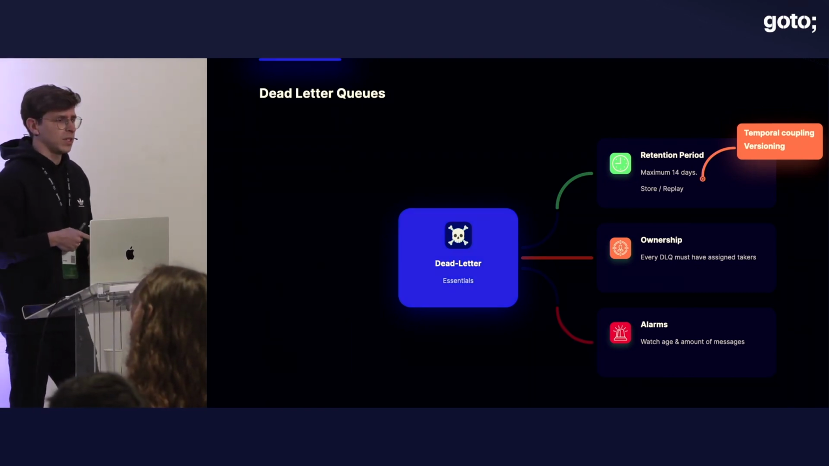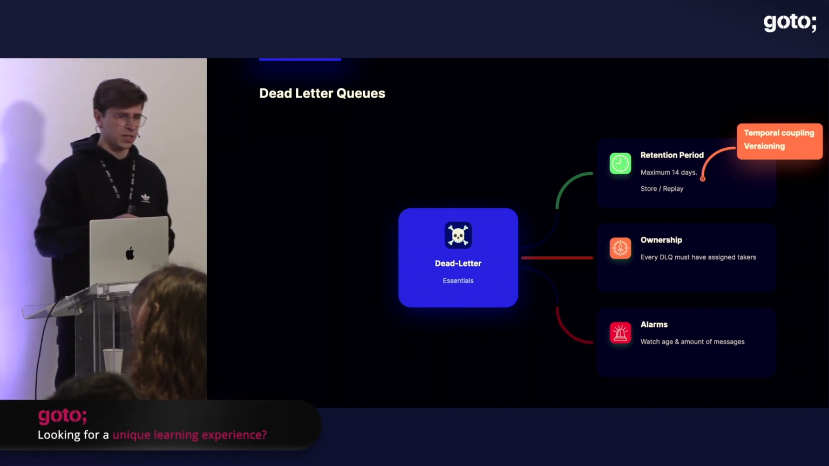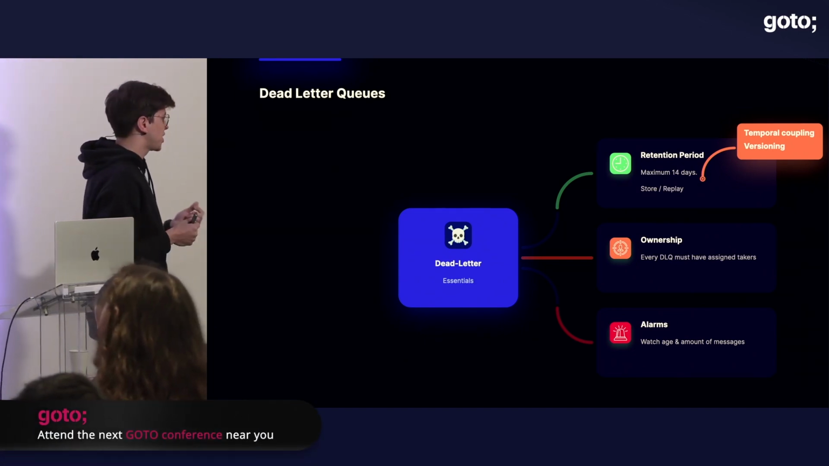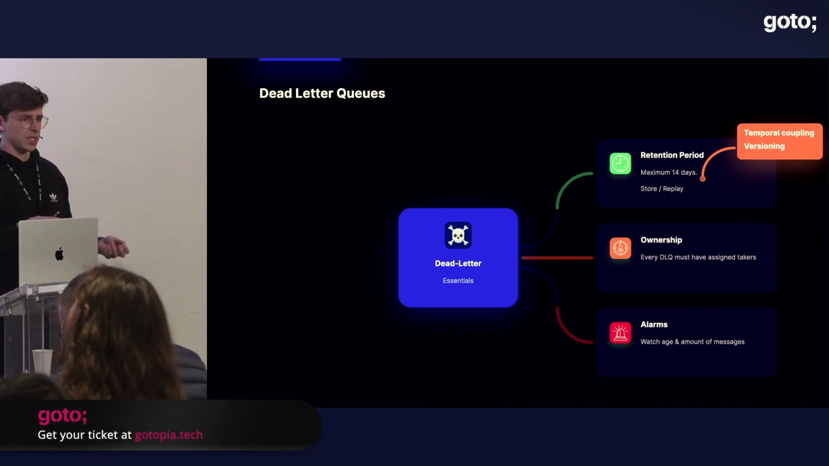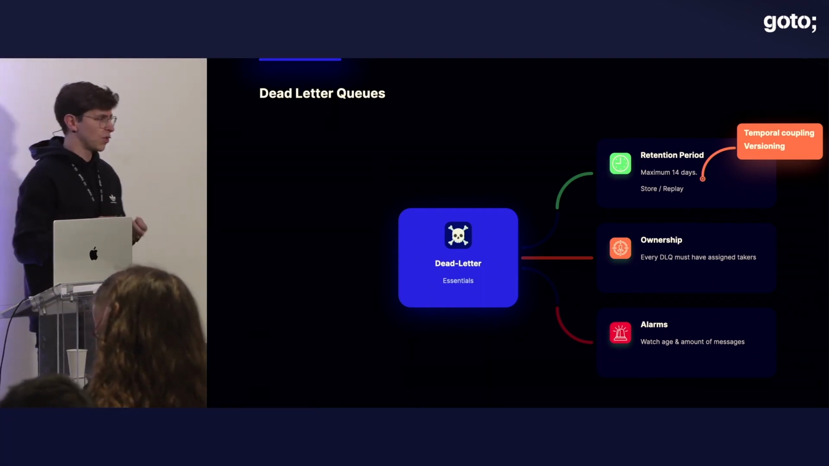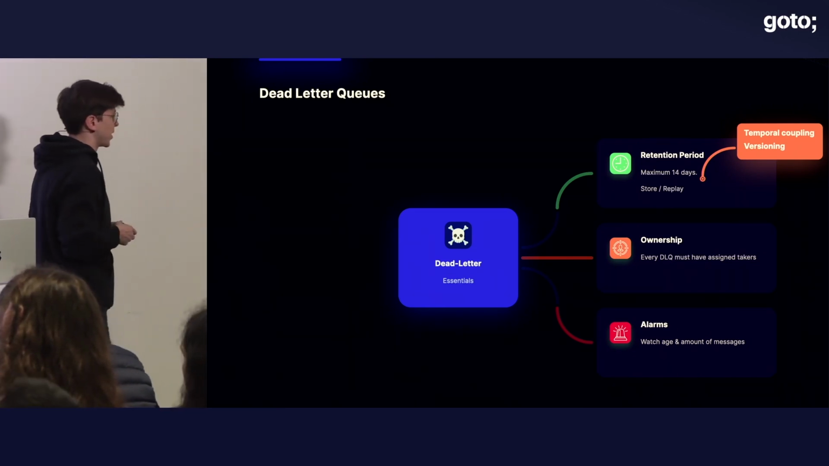But we have to remember a few things. One, temporal coupling. If we are loading this message, loading data from some third-party system, and doing some action based on that, it might change over time. So if you're replaying that, it might be changed. For example, it might be a tax value or something like that.